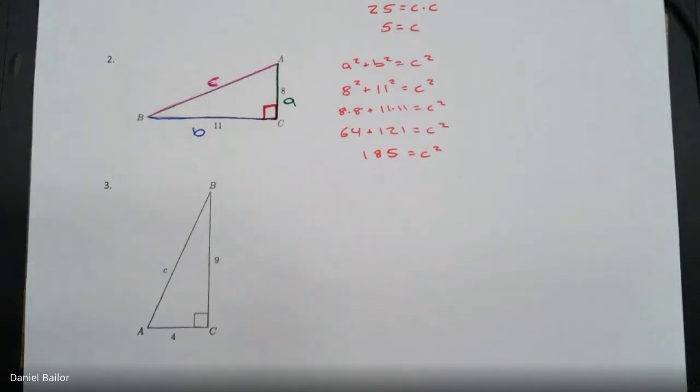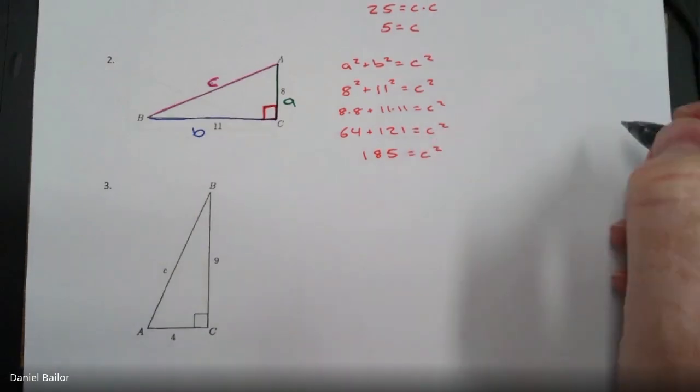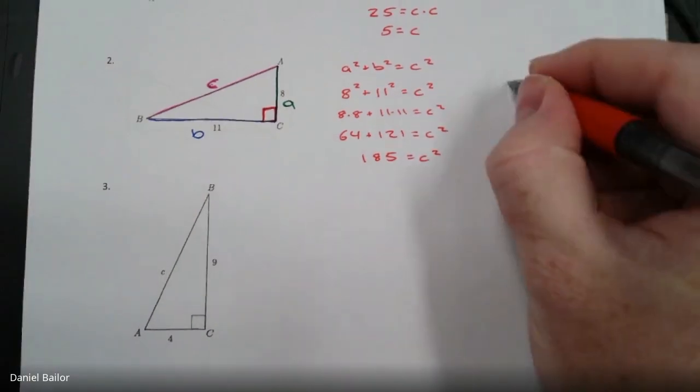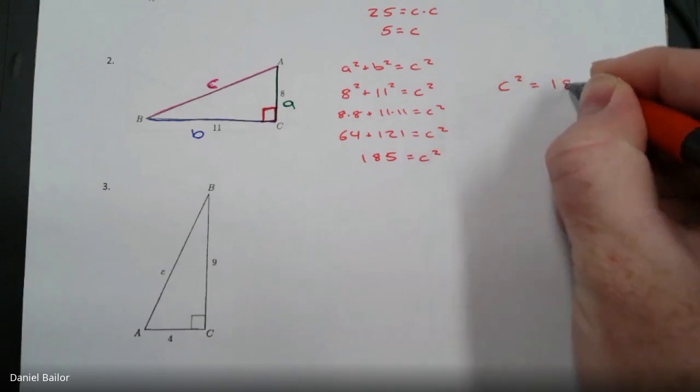Now, you probably don't have your math facts memorized all the way up to 185, and you might be wondering, Mr. Baylor, is 185 a perfect square? And the answer is no, it is not. Let's see, I think 13 times 13 is 169, and that's less. 14 times 14, I believe, is 196. So this is somewhere in the middle between 13 times 13 and 14 times 14. So 185, we're just going to leave alone. We're not learning this yet. So you can say C squared equals 185, and that's a good answer.